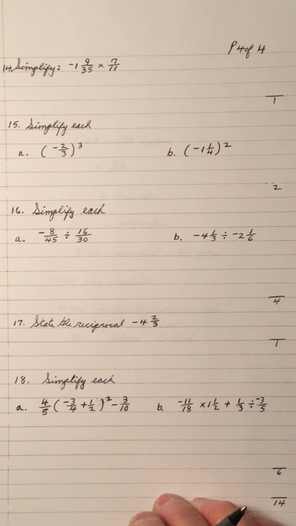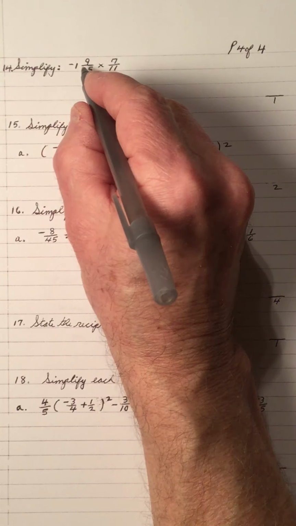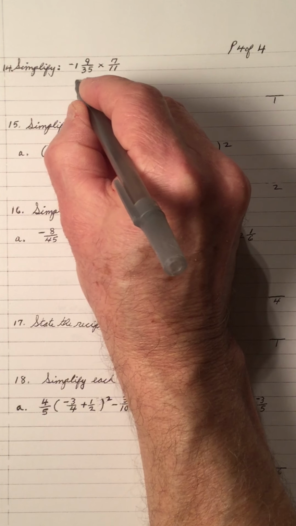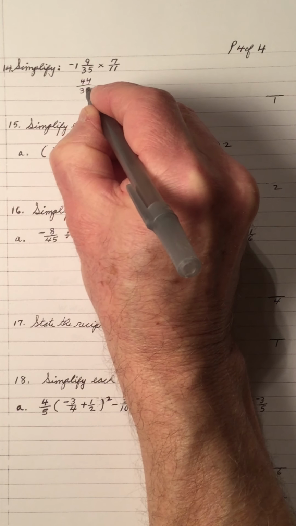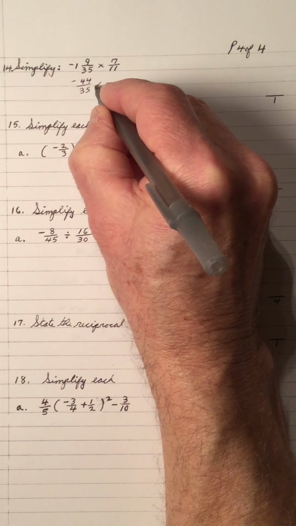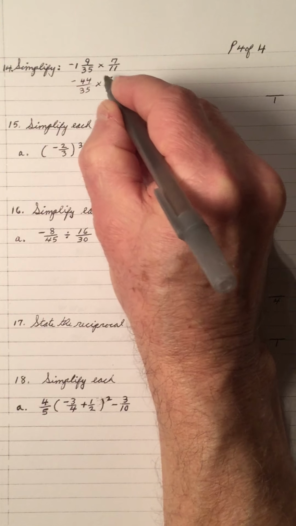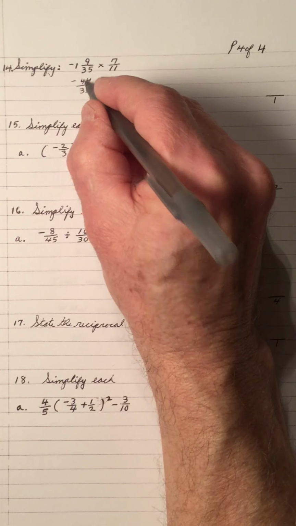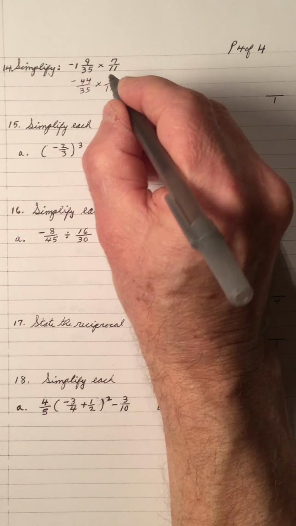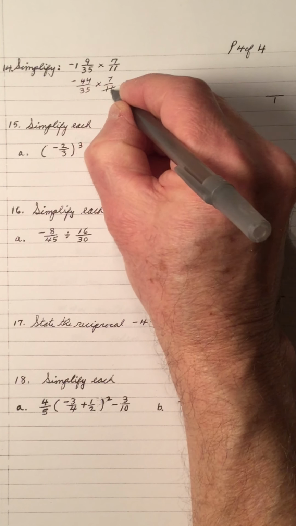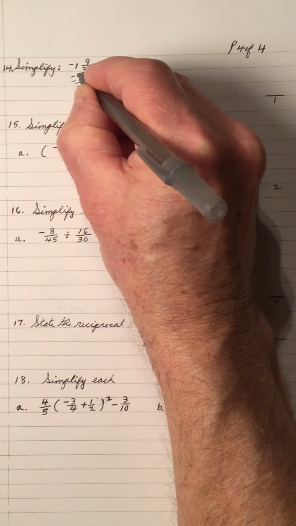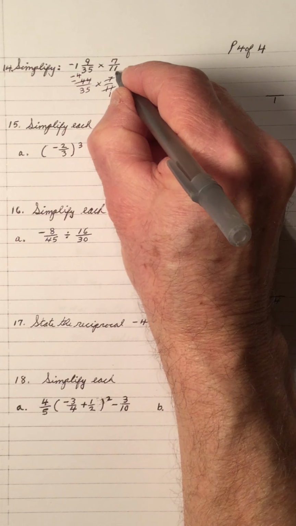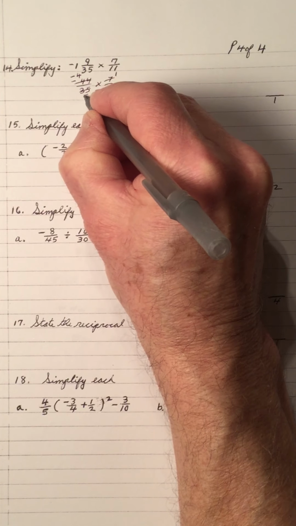And number 14, simplify. We're multiplying. So we have a mixed numeral. We make it 35 and 9 is 44 over 35, times -7 over 11. So we change the mixed numeral to an improper fraction. Now because we're multiplying, cancel from top to bottom. 11 into 11 goes once. 11 into -44 goes -4. 7 into 7 goes once. 7 into 35 goes 5.